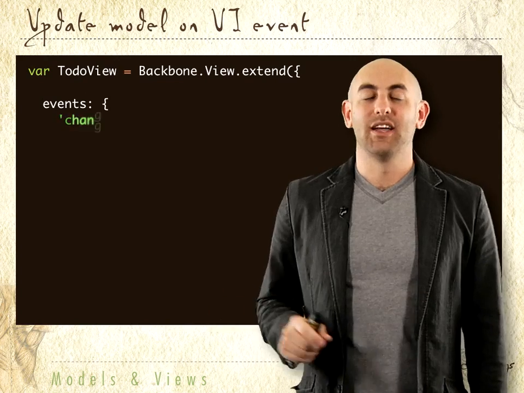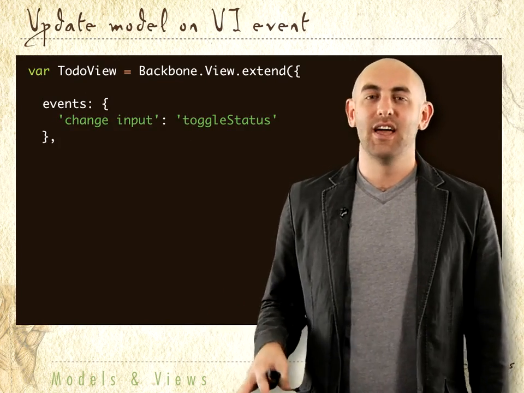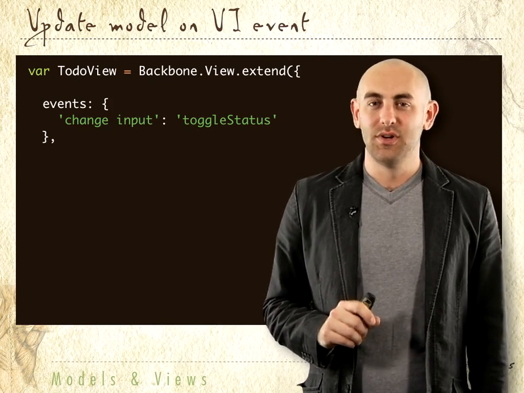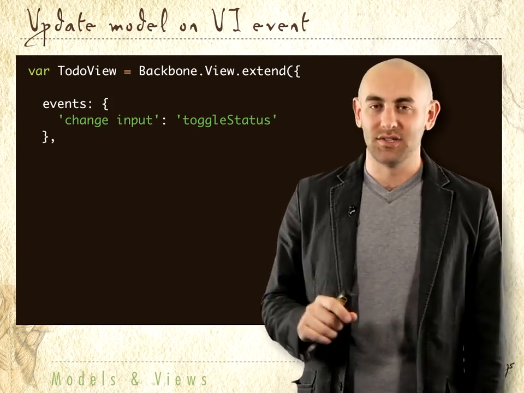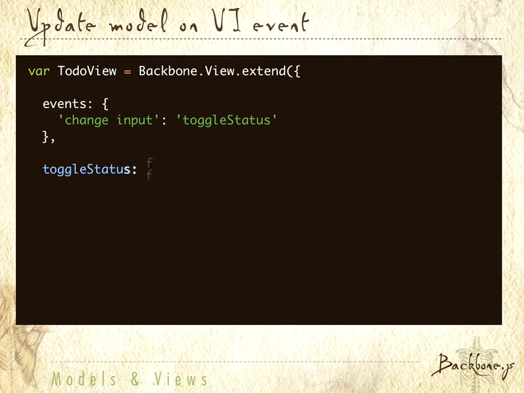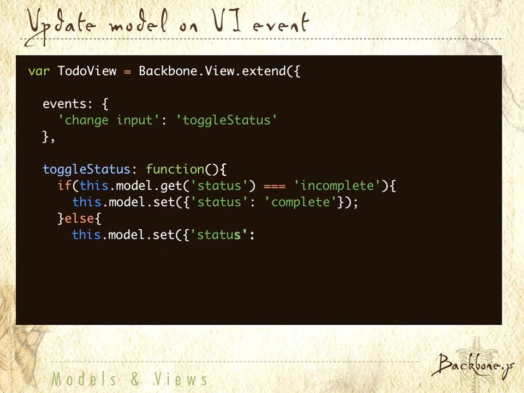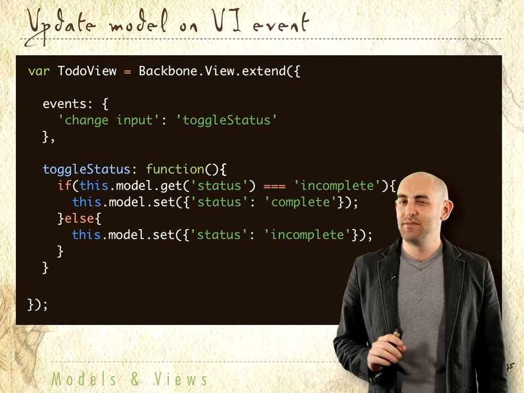Now let's jump back into our to-do view class and define a new event. Whenever an input inside of this view changes, we want to call the toggle status function, which would look something like this. In our toggle status function, we have our model, and we want to check if its status is already incomplete. We'll set it to complete, and otherwise we'll set the status to incomplete. So as you can see, this isn't the best code though.